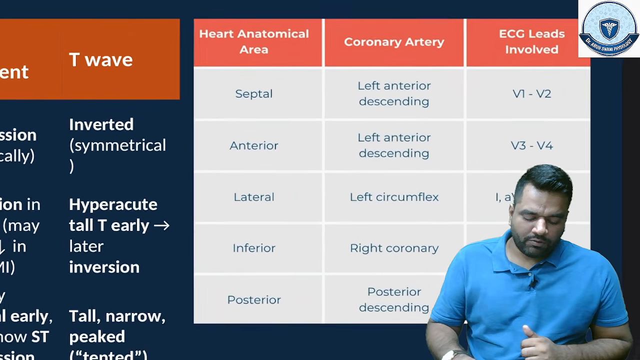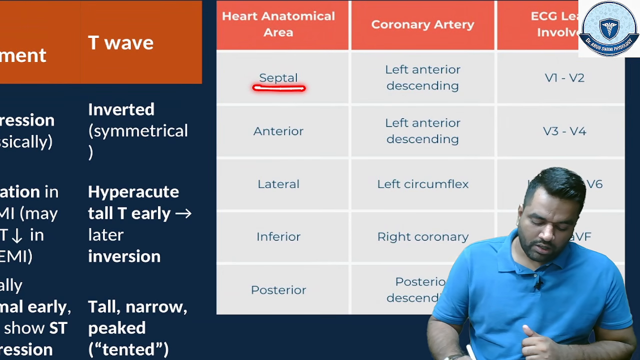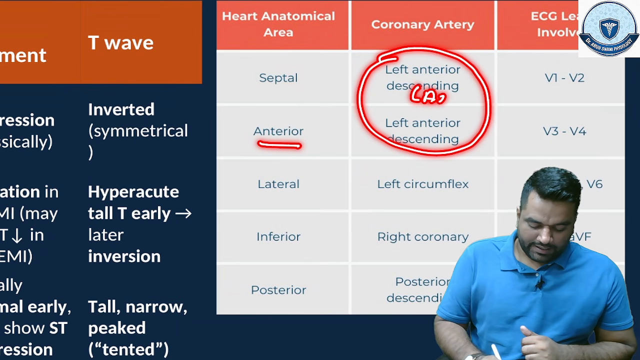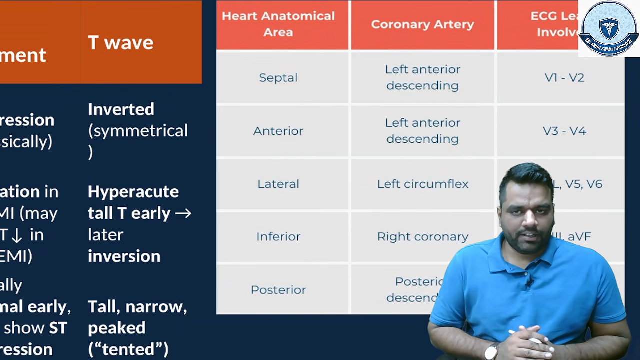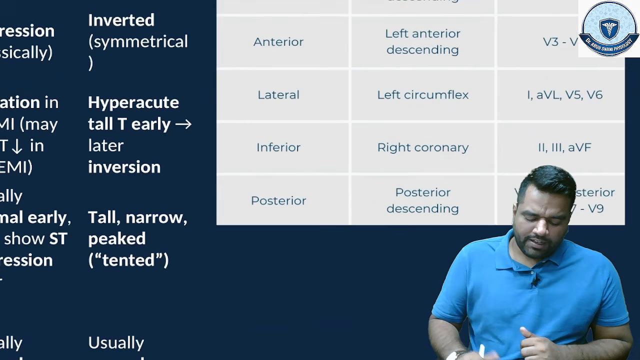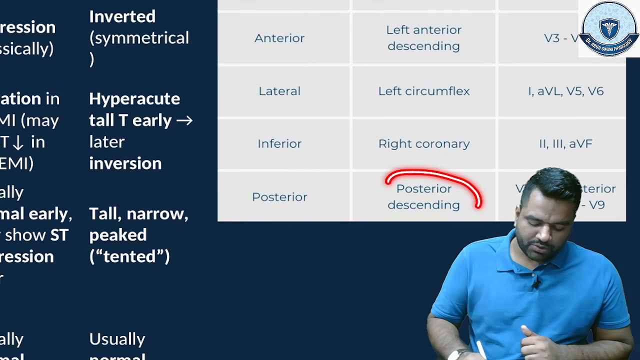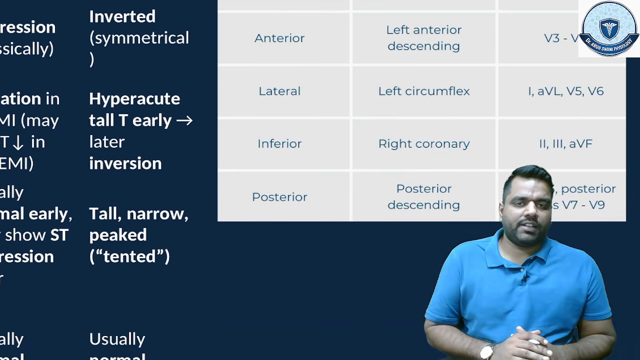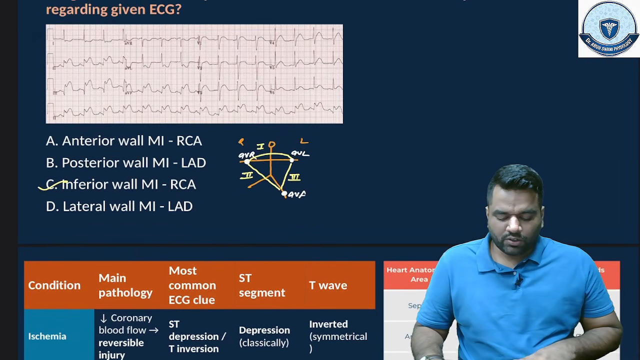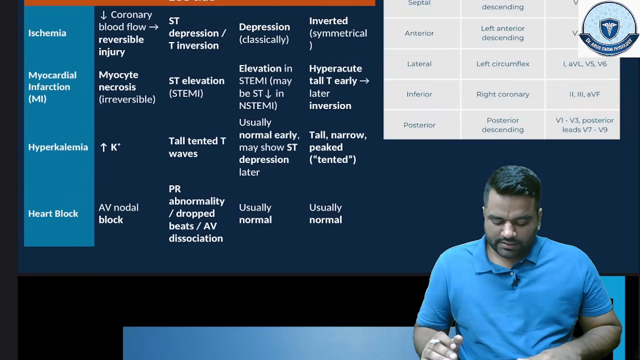Please also remember the vessels which actually lead to this condition. In septal wall and in anterior wall, this is LAD. Which one? LAD, left anterior descending artery. Lateral, that is left circumflex artery. Inferior, that is right coronary artery. And posterior, that is posterior descending artery, right? Posterior descending artery. So this is how you can easily remember and easily solve these MI MCQs whenever they ask in your examination, right guys?